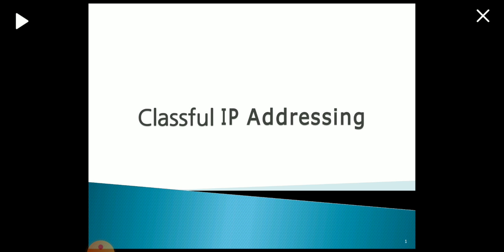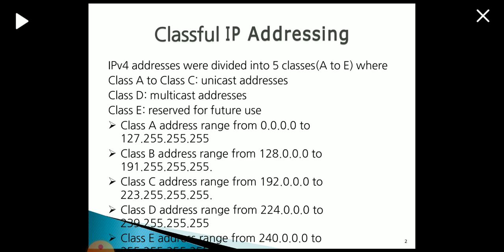Now I am going to discuss classful IP addressing in Internet Protocol version 4. Classful IP addressing of IPv4 addresses were divided into 5 classes, that is class A, class B, class C, class D and class E, where class A, B and class C are unicast addressing, class D is multicast addressing and class E is reserved for future use.